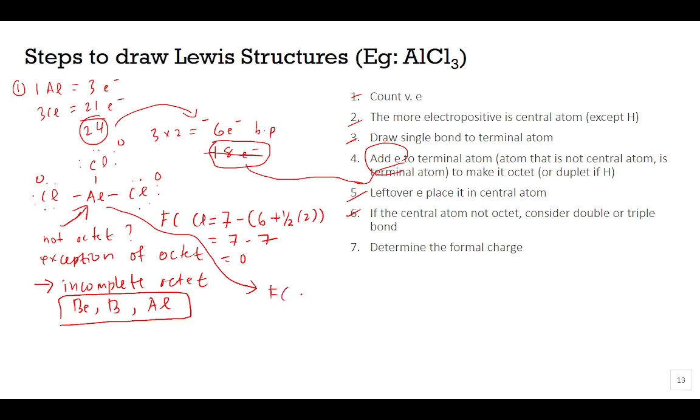And aluminium? The formal charge of aluminium is valence electrons 3 minus lone pair 0, plus half of the bonding pair. The bonding pair is 6 electrons: 1, 2, 3, 4, 5, 6. So it is actually 3 minus 3, which is still 0, and 0 is stable. So we have done everything.